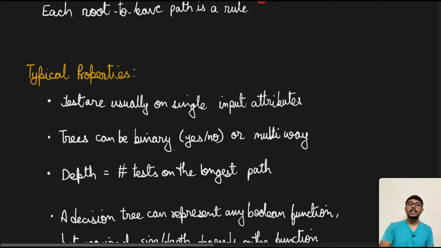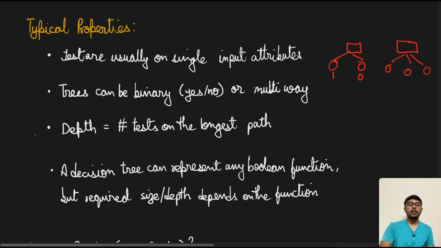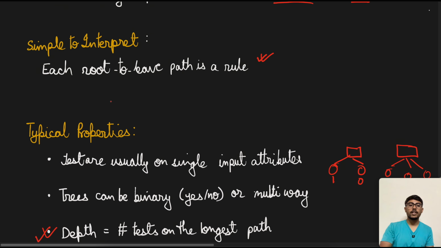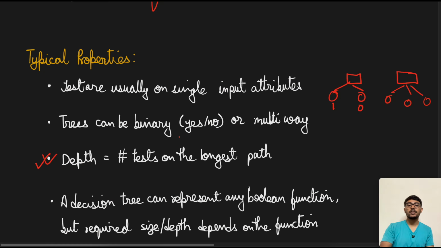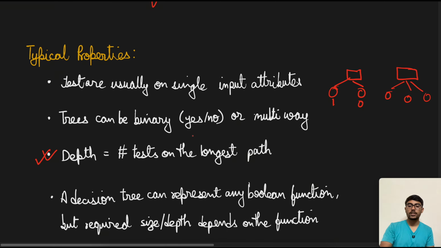Then we see that trees can be binary, which is yes or no, or multi-way. Okay, meaning that a single node can either lead to just two values, or it can happen that a single node leads to more than two values, right? So this can be simply yes and no, and this can be many values as per the problem. Then we come to depth, which is the number of tests on the longest path. We just saw that each root to leaf is basically a path, that is signifying a rule. Okay, depth are the number of tests that are present on the longest of such paths.